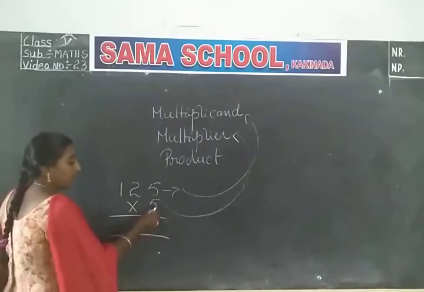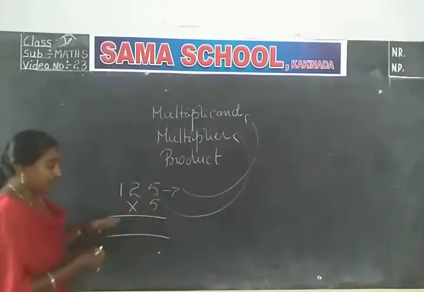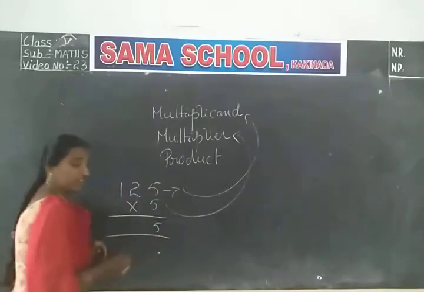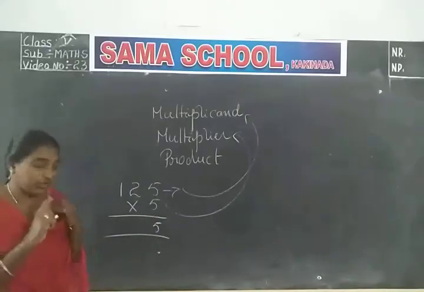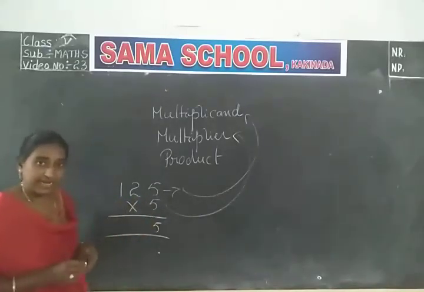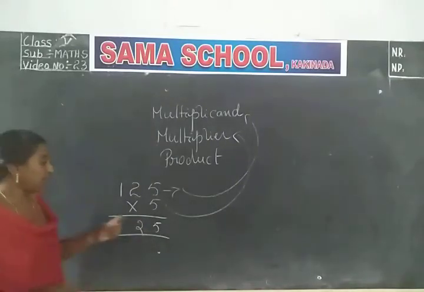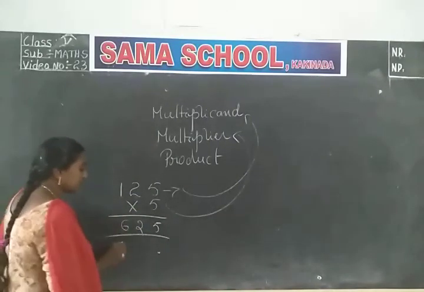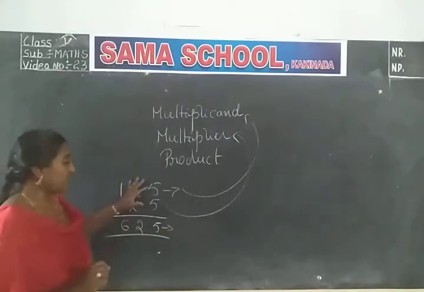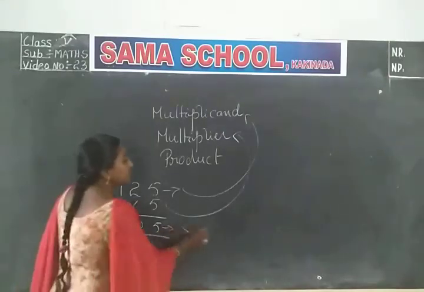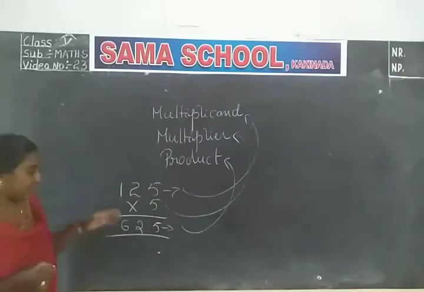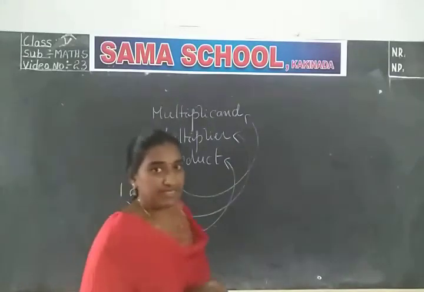What is the product here? 5 5s are 25. 5 we wrote here and 2 in the mind. 5 2s are 10. 10 plus 2, 12. Again write 2 here and 1 in the mind. 5 1s are 5 plus 1, 6. This is the result of this multiplication. This result is known as product. And these are the terms we have learned in the previous class.